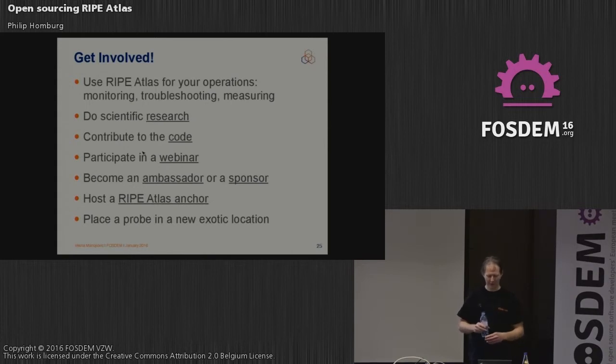We organize webinars to explain how to best use Atlas. We came up with an ambassador concept, and basically ambassadors get a collection of probes that they can distribute in their own circles. We have to do this for countries like in Africa or many countries in Asia. You cannot just send a bunch of probes by mail to those countries because the probes don't arrive. So if you regularly travel to countries where we don't have a lot of probes, and of course we can always use sponsors.